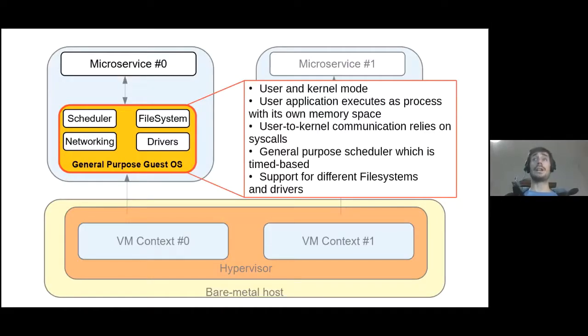Let's see what are the features that a general purpose OS provides. Generally speaking, our operating system has a scheduler, file system, networking, and some drivers. There is a separation between user and kernel space, and the microservice executes as a user process with its own memory space, and the communication between user and kernel is based on syscalls.